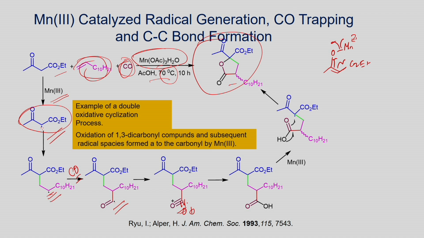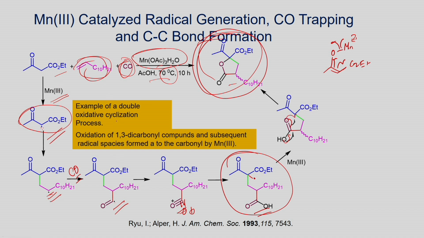Once you have this one, now this can be reacted, and you can get the carboxylic acid. Once you have the carboxylic acid, you have the manganese 3 which can now again form the radical as we have just seen. This radical and this radical can now undergo cyclization as shown here, and you form this one, a radical cyclization. In this way you will be able to get this lactone as the product. This is well known in the literature.